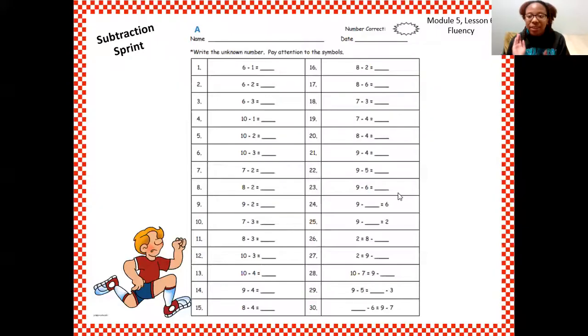Let me share my screen. And here we go. So our sprint for today is actually over subtraction. So keep that in mind as you complete your sprint. You will have 1 minute and 30 seconds. On your mark, get ready, and go.